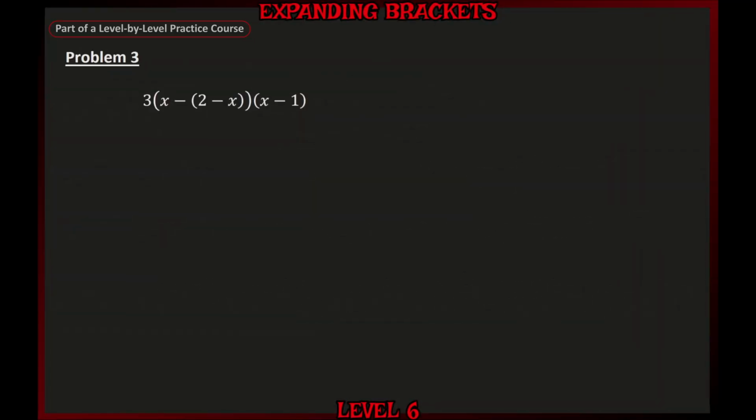In problem 3, we're expanding and simplifying this expression. Now here we have brackets inside other brackets, and so the best way to simplify these is to start on the innermost brackets and work our way outwards. Now looking at the bracket that's on the inside of the first bracket, it has a minus in front of it. So I'm going to replace this with a minus 1, which tells me that that bracket is being multiplied by minus 1, and I can now expand it.